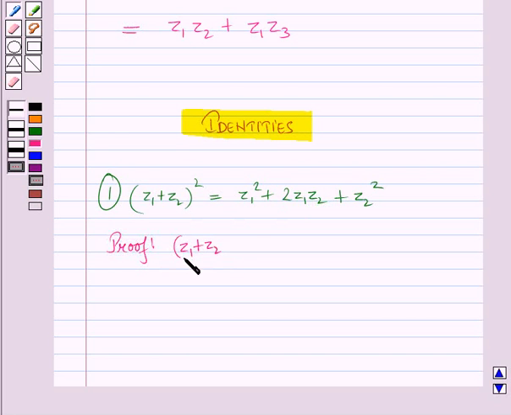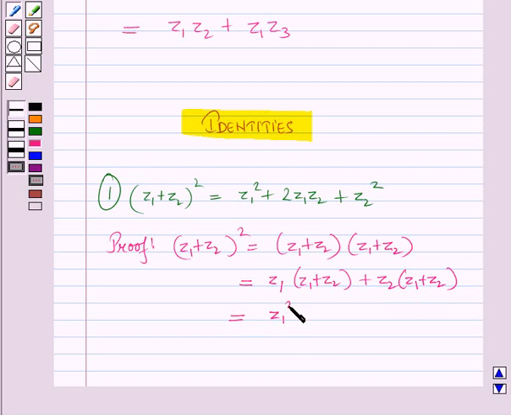Now Z1 plus Z2 whole square is equal to Z1 plus Z2 the whole into Z1 plus Z2 the whole. Now multiplication is distribution over addition in the set of complex numbers. So we can write it as Z1 into Z1 plus Z2 the whole plus Z2 into Z1 plus Z2 the whole, which is further equal to Z1 square plus Z1 Z2, and Z2 into Z1 will be equal to Z1 into Z2, as multiplication is commutative in C, that is a set of complex numbers. So this will be plus Z1 into Z2 plus Z2 square, which is further equal to Z1 square plus 2Z1Z2 plus Z2 square.